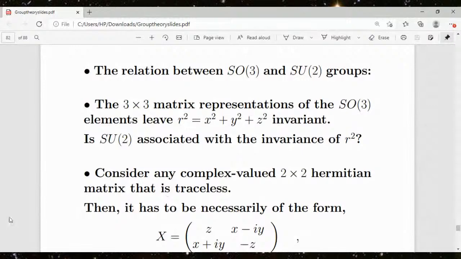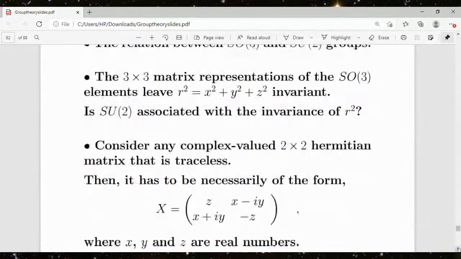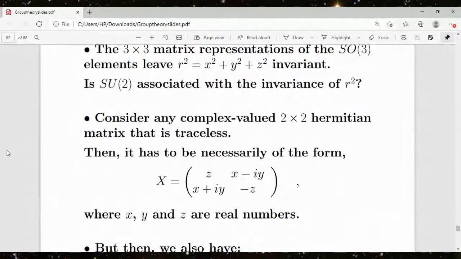To see this, what we do is to take a look at any complex valued 2 cross 2 Hermitian matrix that is traceless. Any such matrix must have the form of this matrix capital X, where all the entries z, x, y are real numbers. As you can see, this is the most general 2 cross 2 matrix. It is traceless because if you sum up the diagonal elements, it is 0. It is Hermitian because the diagonal entries are real, while the off diagonal entries are complex conjugates of each other.